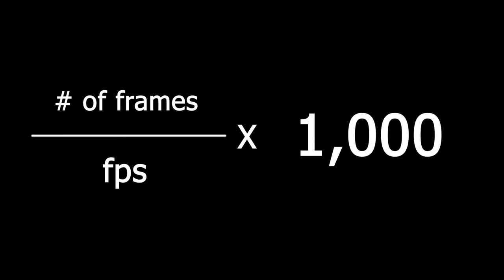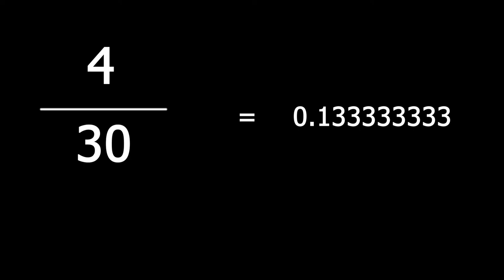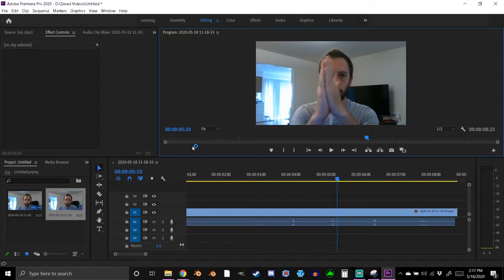So, in my example, I have 4 frames of delay. I have recorded at 30 frames per second. And when you divide those two, you get 0.133 repeating. Now, once you multiply that number by 1,000, you get 133.3333 repeating, so on and so forth. Now, I rounded this down because OBS doesn't allow you to put in decimal points. It just wants whole numbers. So I rounded it down to 133 milliseconds of delay. Now, what do you do with that information?